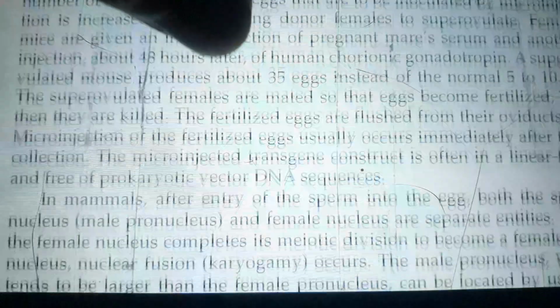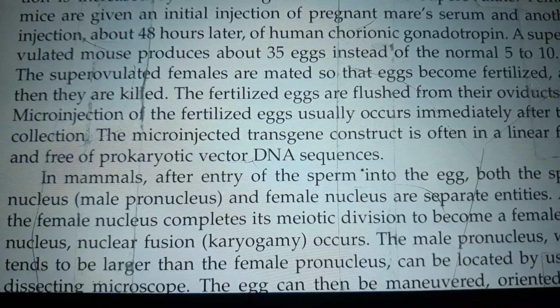The superovulated females are mated so that eggs become fertilized, and then they are killed. The fertilized eggs are flushed from their oviducts. Microinjection of the fertilized eggs usually occurs immediately after the collection. The microinjected transgene construct is often in a linear form and free of prokaryotic vector DNA sequences.